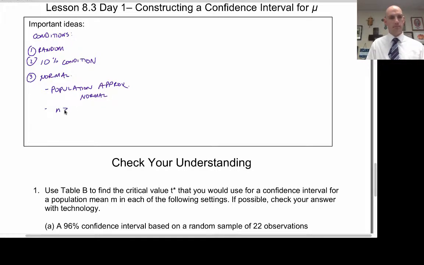Or the sample size is greater than 30, and we could use the central limit theorem. So with a number greater than 30, it's got that normality to it. And the sample shows no strong skew or outliers.